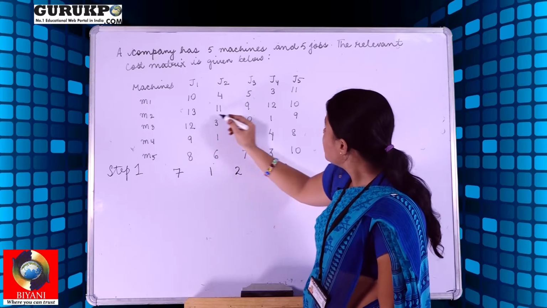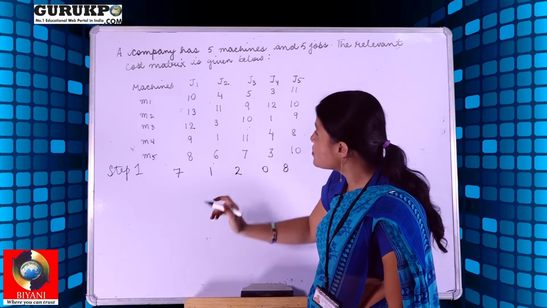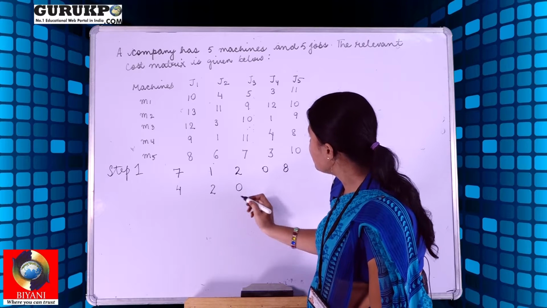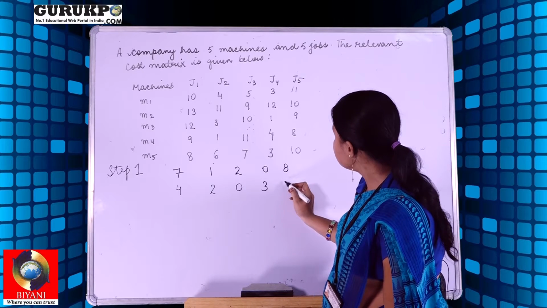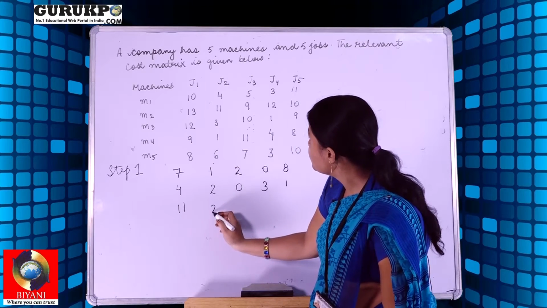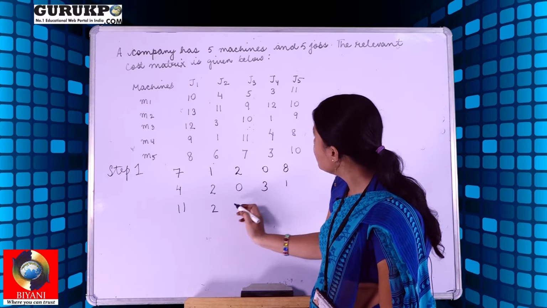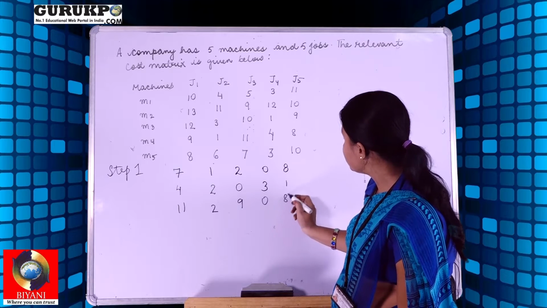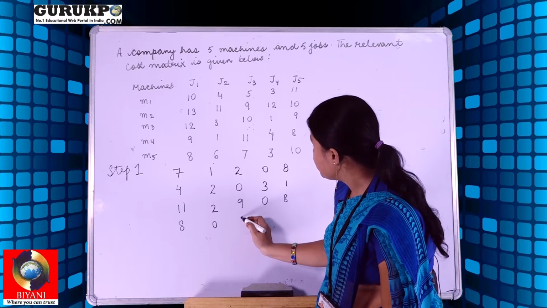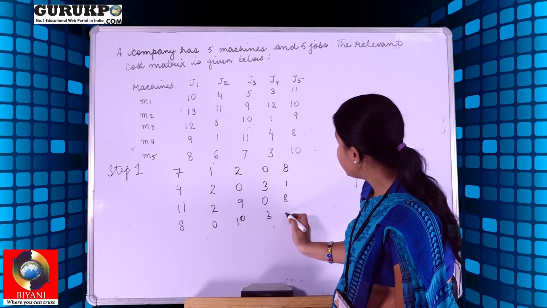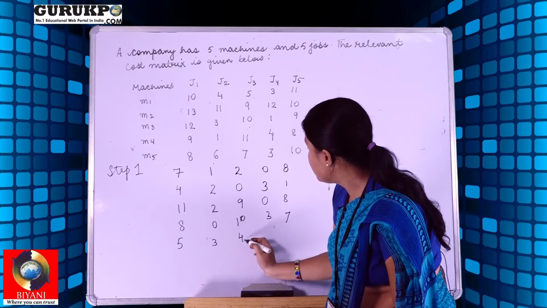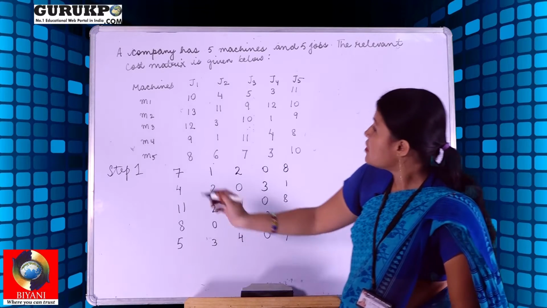8. Next, the least entry is 9. We are going to subtract 9 from this row. It arrives at 4, 2, 0, 3 and 1. Next, the least entry is 1. It comes to 11, 2, 9, 0 and 8. Third one, the least is 1. It comes to 8, 0, 10, 3 and 7. And the last one, the least is 3. It comes to 5, 3, 4, 0, 7. Now this is our first step.